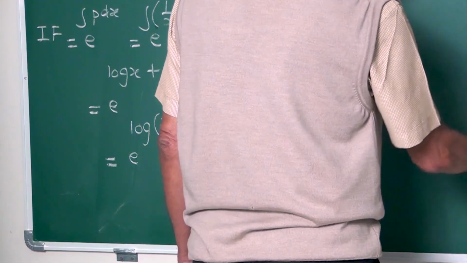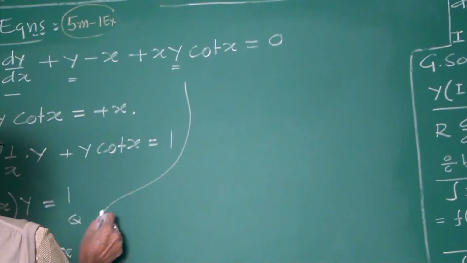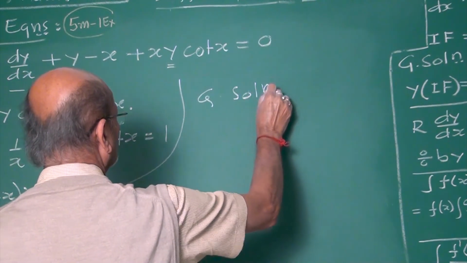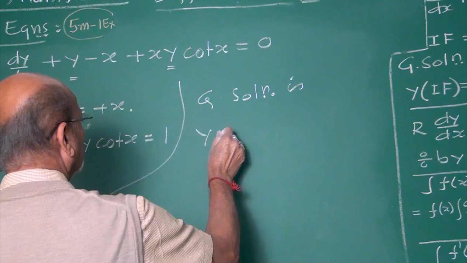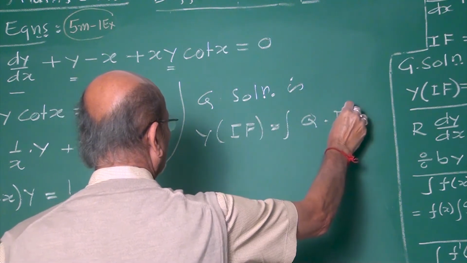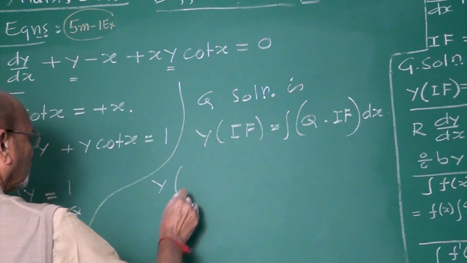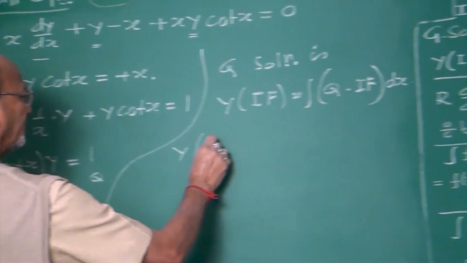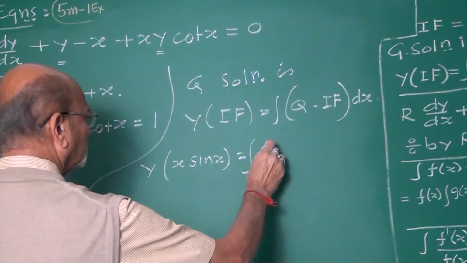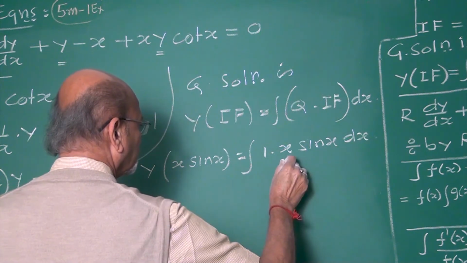Therefore, the general solution is y into integrating factor equal to the integral of Q into integrating factor; this product you must integrate. So, this is y into x sin x, equal to Q, which is 1, into x sin x dx.